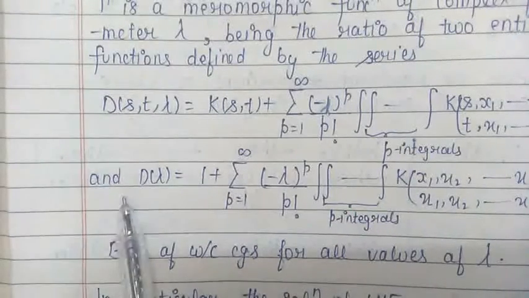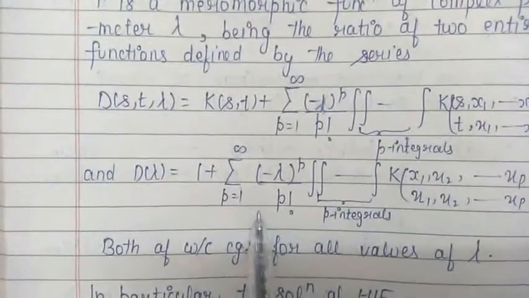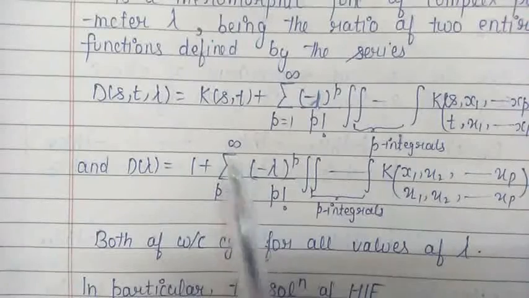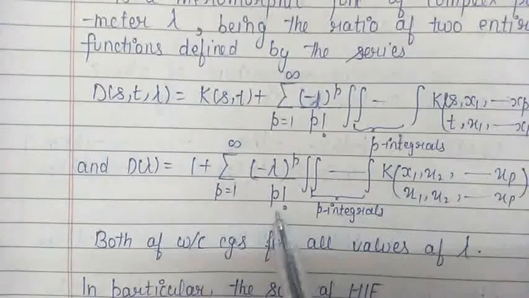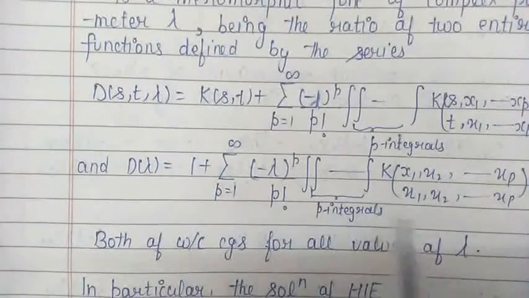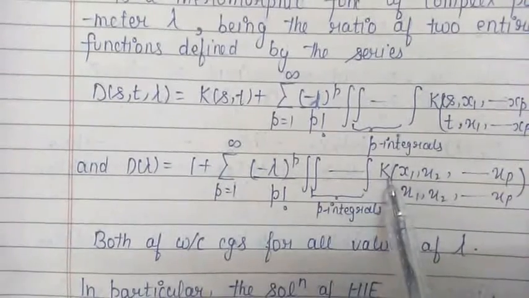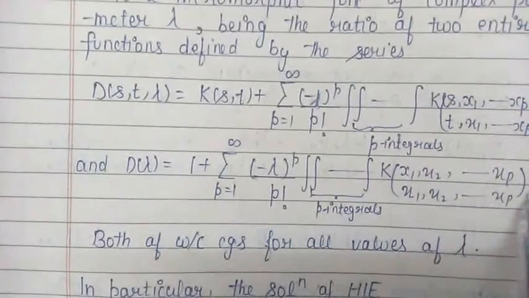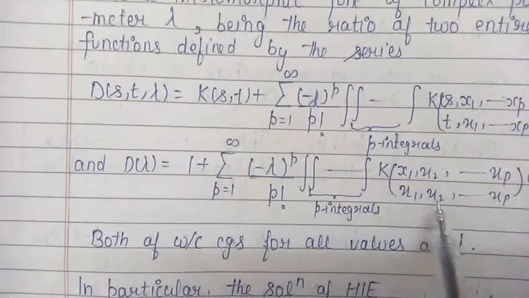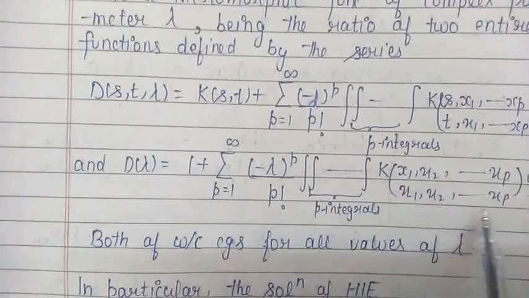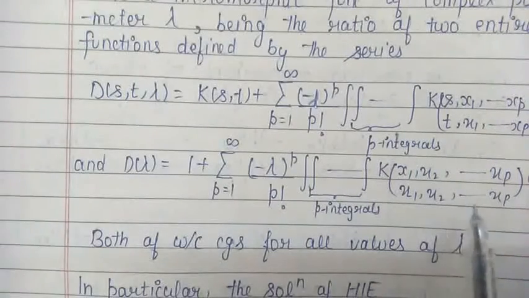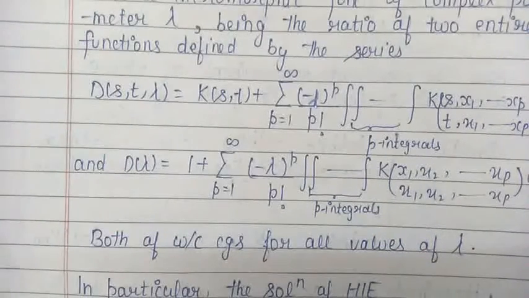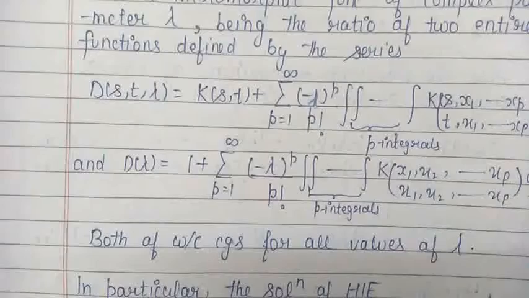D(lambda) is also an entire function which is given by the series 1 plus summation p varies from 1 to infinity of (minus lambda) raised to the power p divided by p factorial, p-times integration of the function k, which is a function of the variables: in the first row x1, x2, x3 up to xp, and in the second row x1, x2, x3 and so on up to xp. So we will use the notations which we explained already for defining these two entire functions. This is called the Fredholm first theorem.